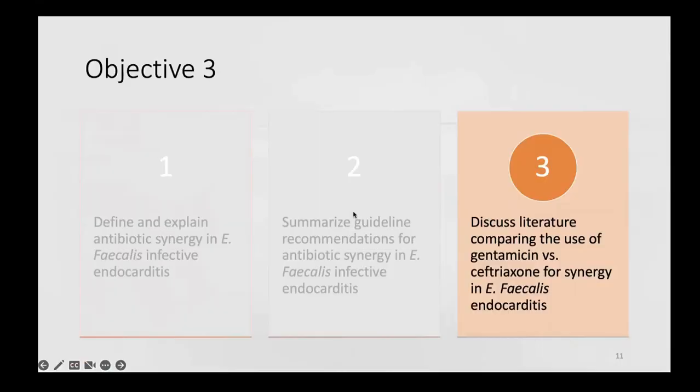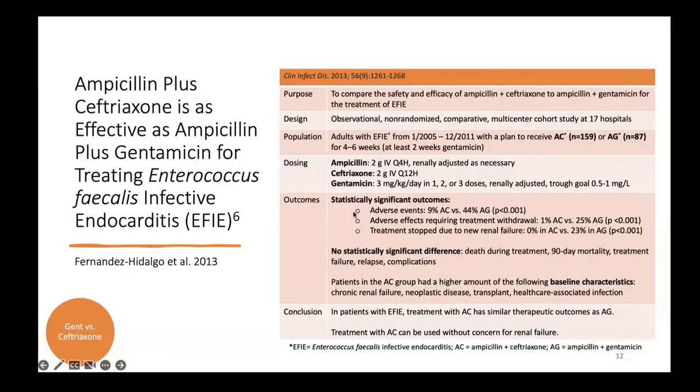And then onto the evidence. So this first study is from 2013, and the purpose was to compare the safety and efficacy of ampicillin and ceftriaxone to ampicillin and gentamicin for Enterococcus faecalis endocarditis. And this was kind of the first study really comparing the two, because prior to this it was just AMP and Gent had more evidence, and that was kind of what was being used more often.